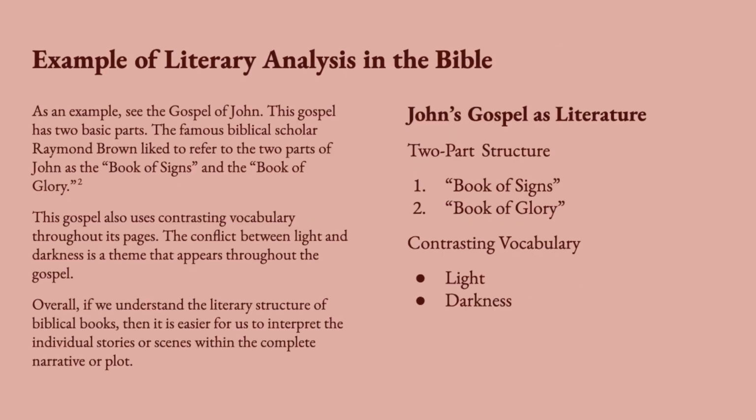To use a practical example, let us go to the Gospel of John. A literary interpreter of the Bible would observe the following. We can see that the Gospel has two basic parts. The first part goes from chapters 1 to 12, and the theme of that is about Jesus' ministry of signs to demonstrate his identity. The second part goes from chapters 13 to 21, and it covers Jesus' passion, death, and resurrection.